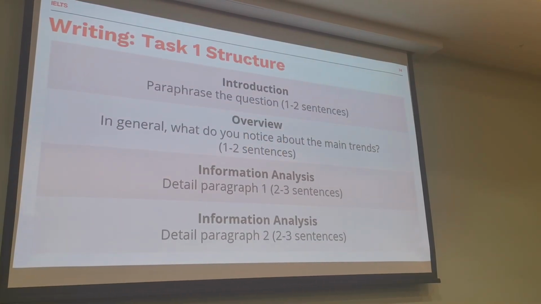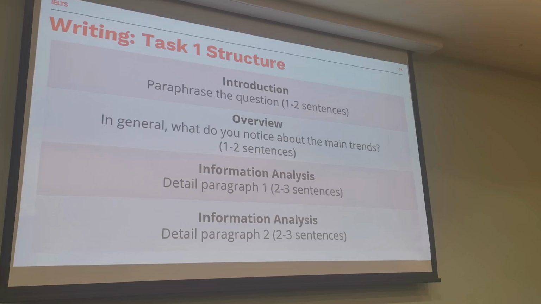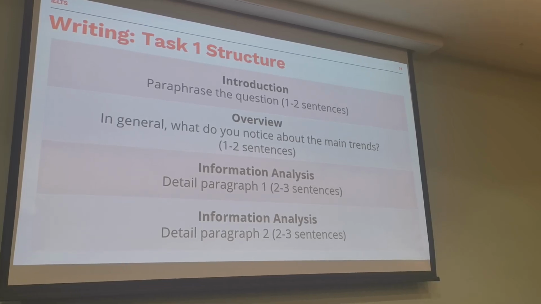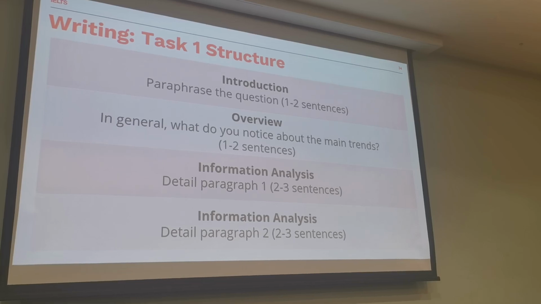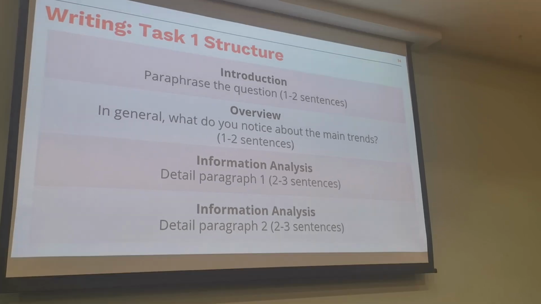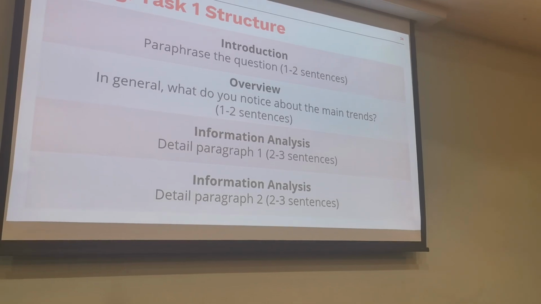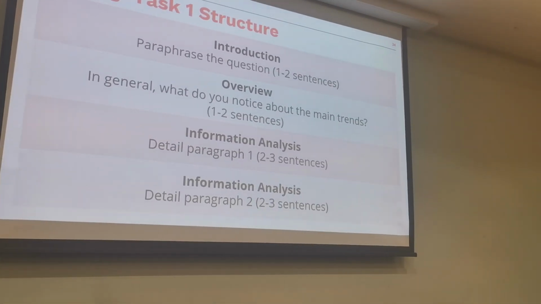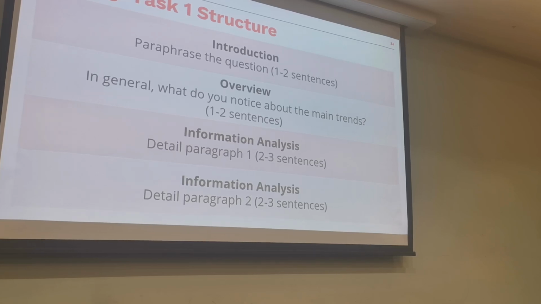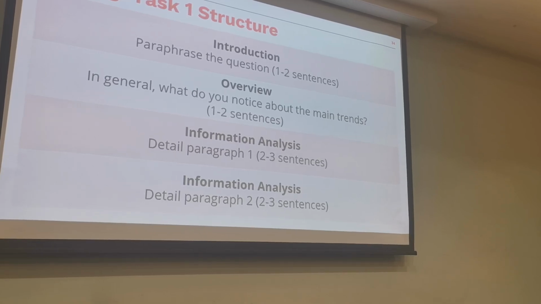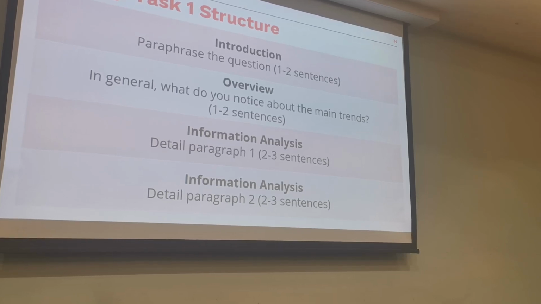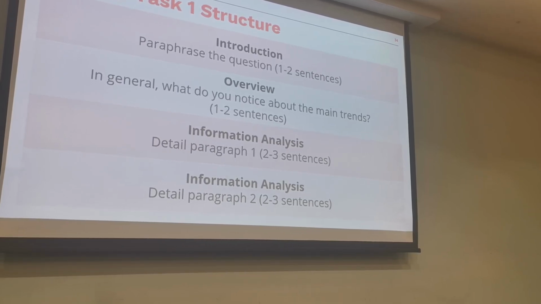I normally would recommend a four-paragraph structure for writing Task 1. Some kind of introduction. I'll give you an example of this later on. So you need to paraphrase the question. The question will give you the topic. But we need to show the examiner that we have a strong control of our English. So we don't want to just repeat the same language straight back to them. So we're going to paraphrase. So we just say the same thing using different language. I'll give you an example of that later.